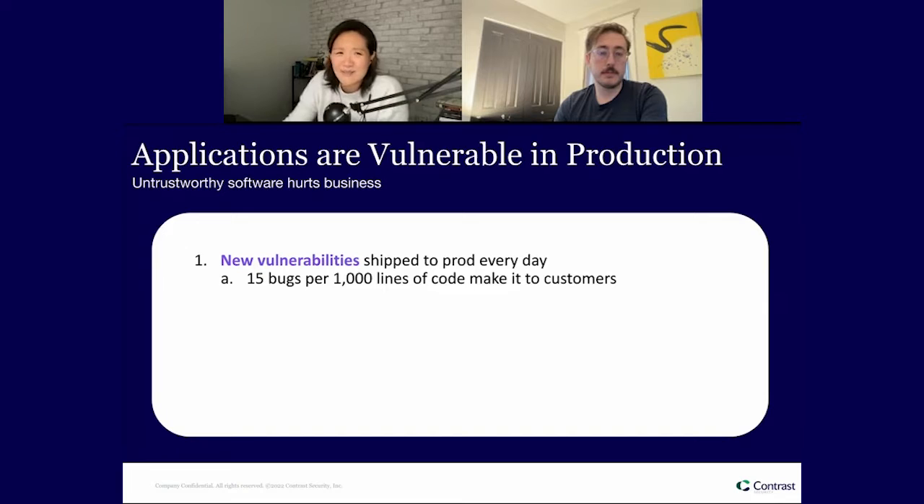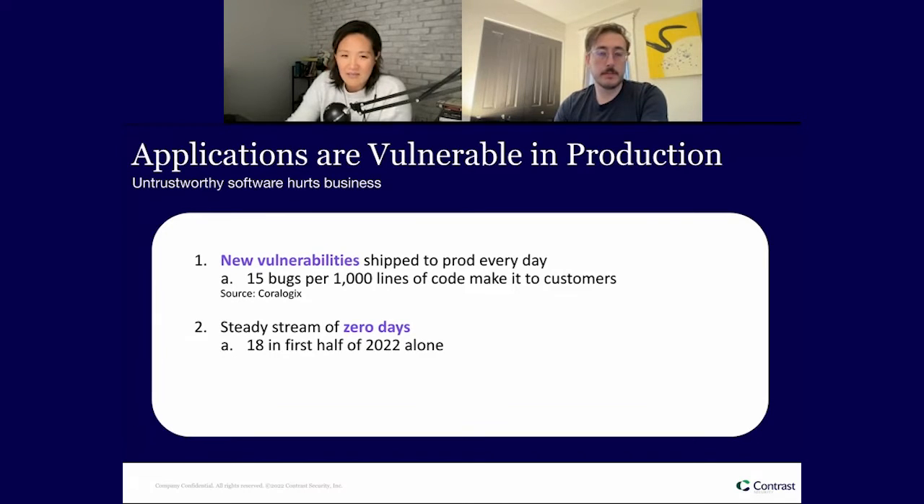That's a lot. The source being Coralogix, who did a study back in 2021, I believe. And this is another one, a stream of zero-days from our friends over at Google. They discovered that there were 18 zero-days in the first half of 2022 alone, and that is quite a lot. They haven't even done the full study for this year yet, 2022.